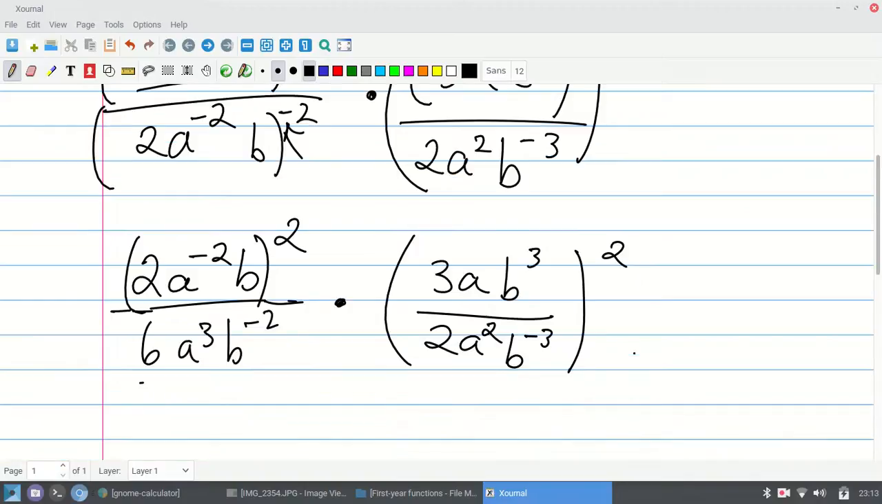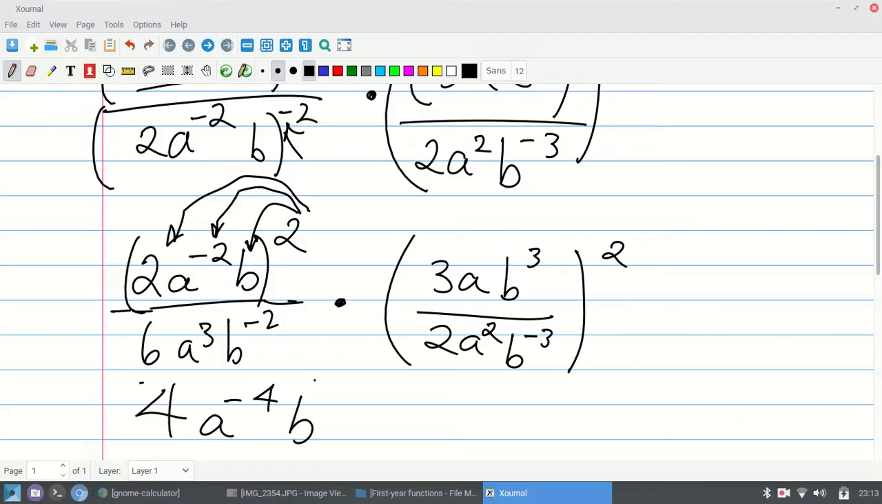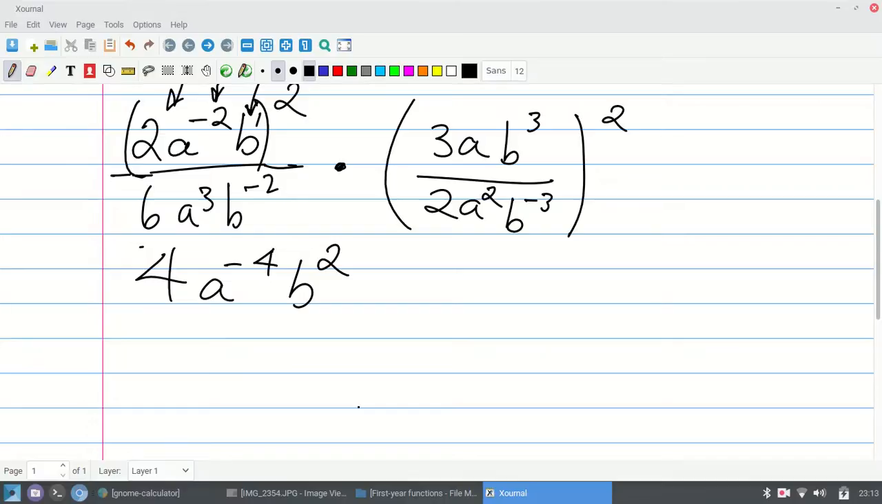Okay. So what I'm going to do is distribute the square into everything. So 2 squared is 4. A to the negative 2: negative 2 times 2 is negative 4, so I get a to the negative 4. Here I already have an exponent of 1, so 1 times 2 is 2. That's how you distribute exponents in that sense. You have to multiply them. And I get 6a cubed b to the negative 2.